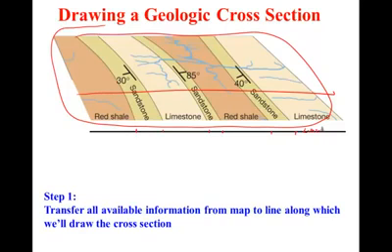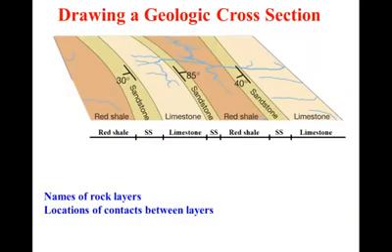We have limestone here, sandstone, shale, sandstone, limestone, sandstone, and shale. So what I've done so far is I've transferred the names of the rock layers and the locations of contacts between them based on what the map shows. All I've done so far is reproduced the names of the rock units and the locations of their contacts as shown in the map. I've reproduced that along or on my cross-section line.